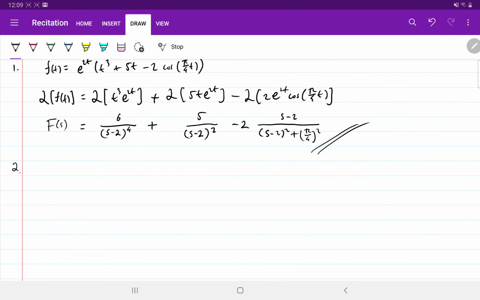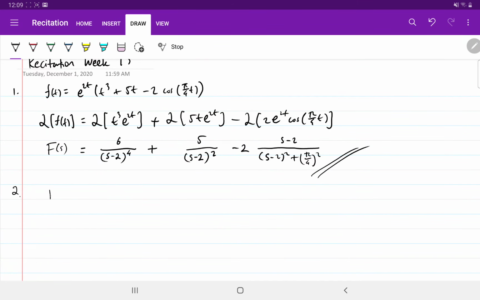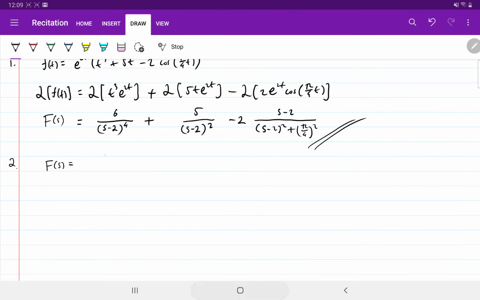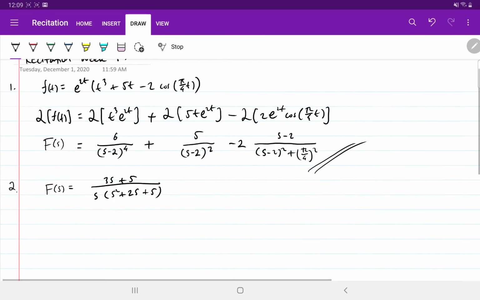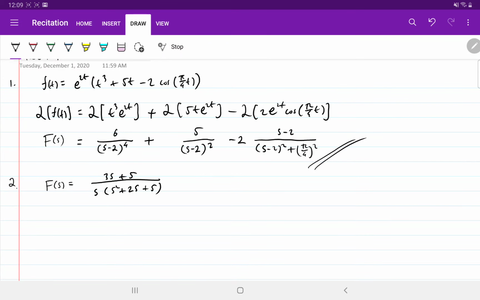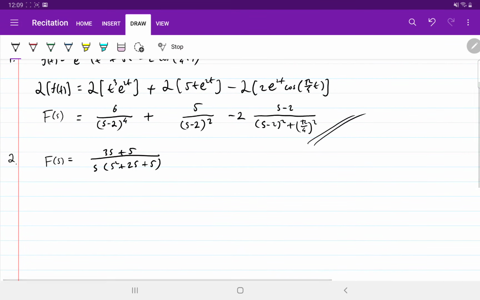Now problem number 2. Here I have a function in Laplace domain, 3s plus 5 over s times s squared plus 2s plus 5, and the problem here is to find the corresponding function in time domain. So we need to use the inverse Laplace transform.